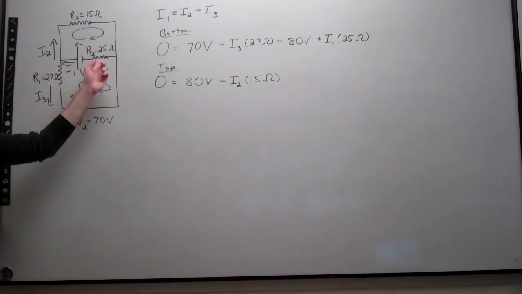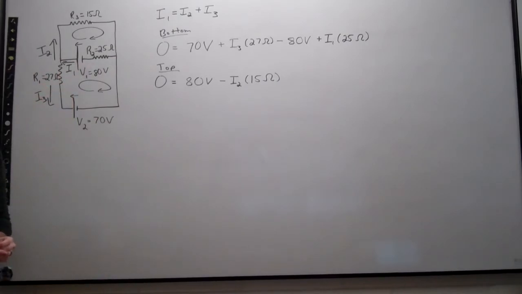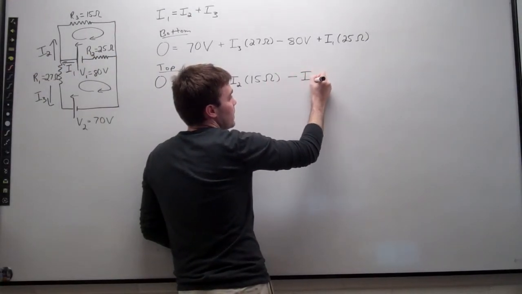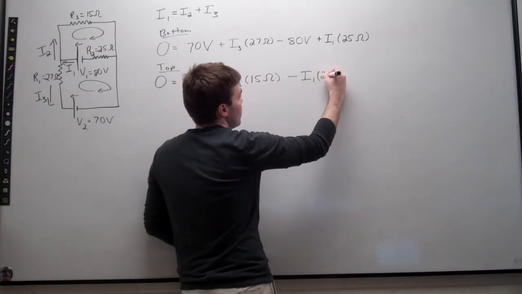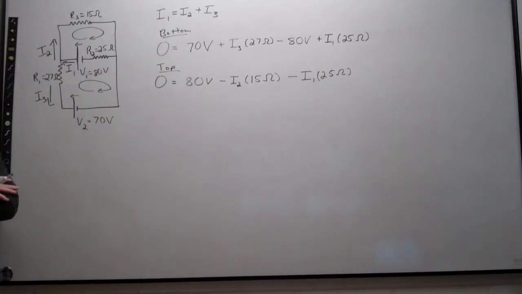Alright, what about the 25 ohm one? The current through that one's going this way, so is that the same direction or opposite direction as the loop? Same. So what do we do with that one? What's that term going to be? Subtract, it's going to be which I? I1 times 25 ohms. Okay. Any questions about how I got any of those equations? Does that make sense to you guys?